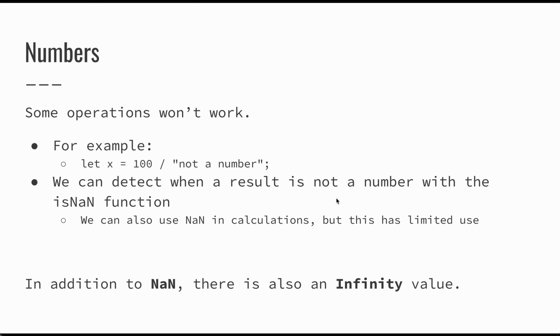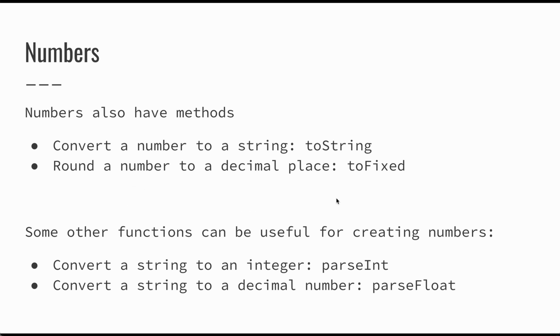As far as numbers, some operations in numbers won't work. For example, if you try to divide a number by a string, you're going to get an NaN, which is not a number. You can use that in calculations, probably not super useful, but there is an NaN value, and there's also an infinity value, so those can both be used in mathematical operations.